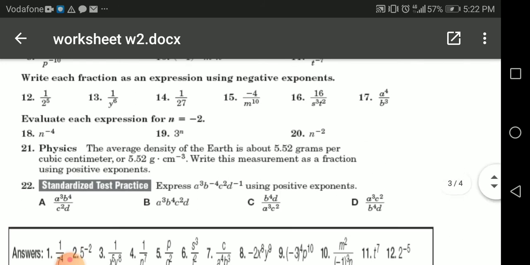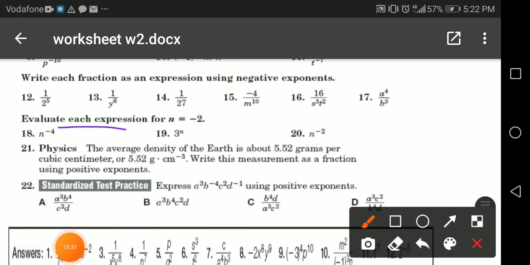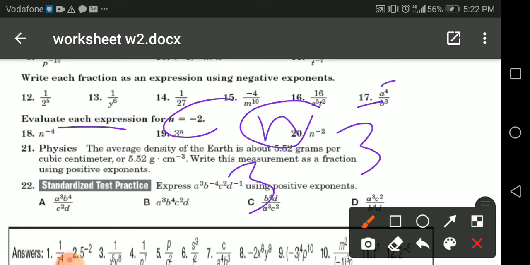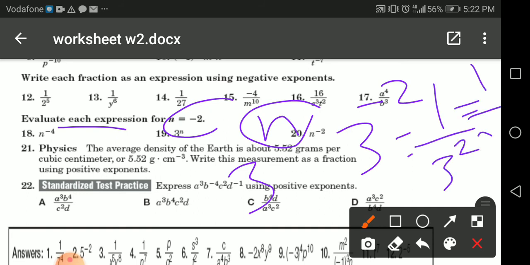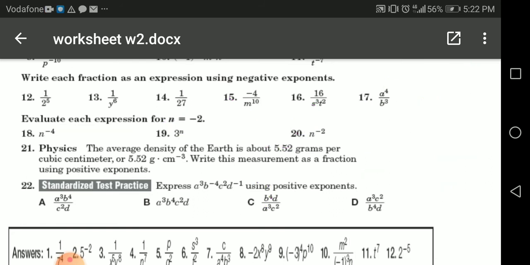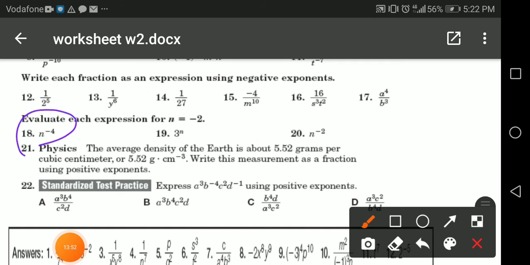Okay, let's have this one. He asks me to evaluate each expression when n equals negative 2. So we have 3 to the n. Instead of n, what should I write? Negative 2. So this can be 1 over 3 to the second power, 1 over 3 times 3, which is 1 over 9, like this. Easy and interesting.